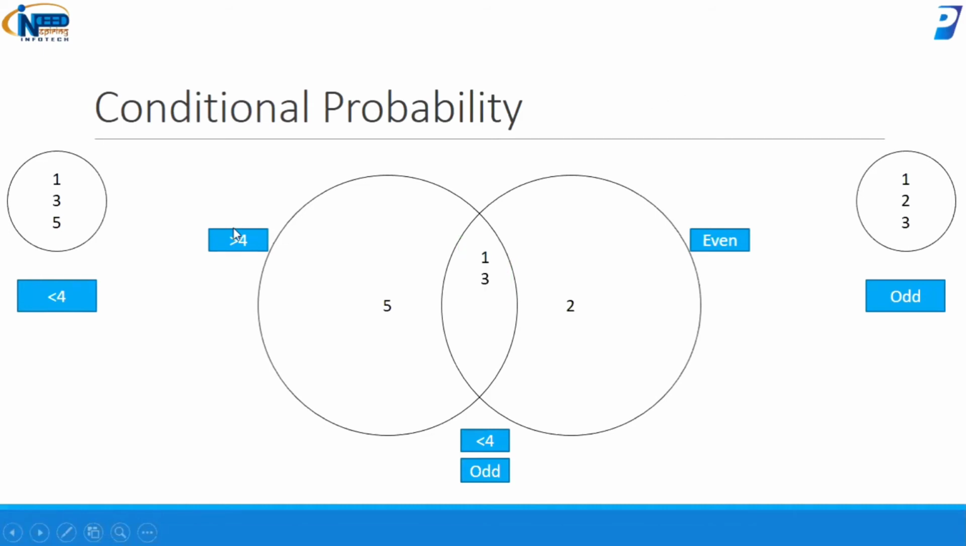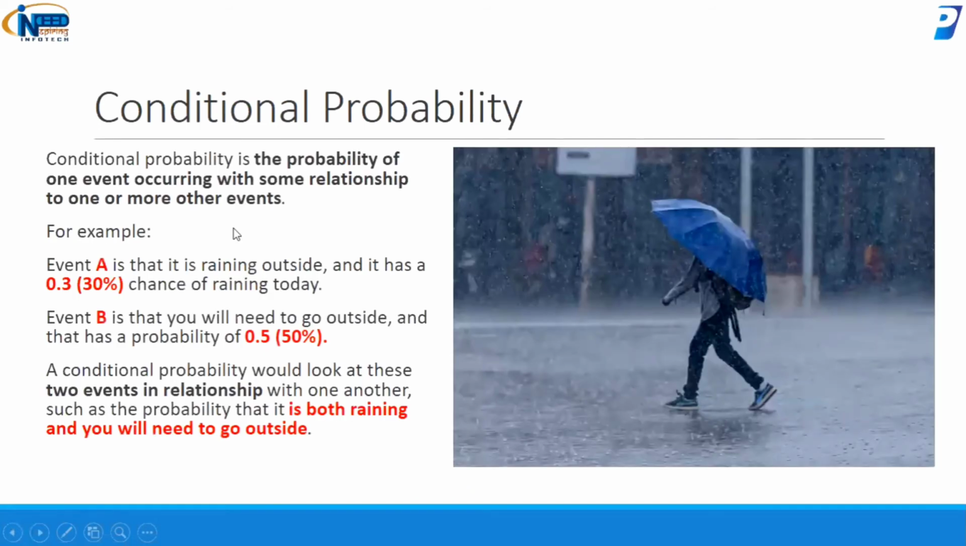Now let us move ahead and understand with one more example. In the diagram you can see there are two events. One event is whether it will rain or not. Another event is that you have to go outside. If the probability of the first event, that it is going to rain, is 30%, so 30% is the probability of raining. The probability of B, that you will go outside, is 0.5, that is 50%.